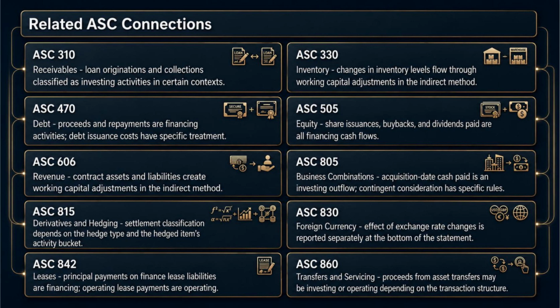ASC 815 connects through derivatives and hedging settlements. ASC 830 connects through foreign currency effects. ASC 842 connects through lease payments. ASC 860 connects through transfers and servicing. ASC 230 travels with all of them.